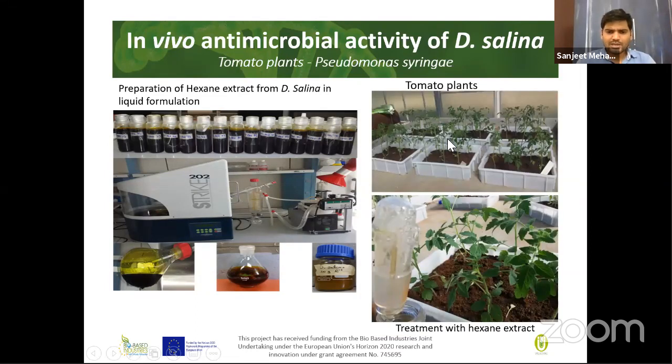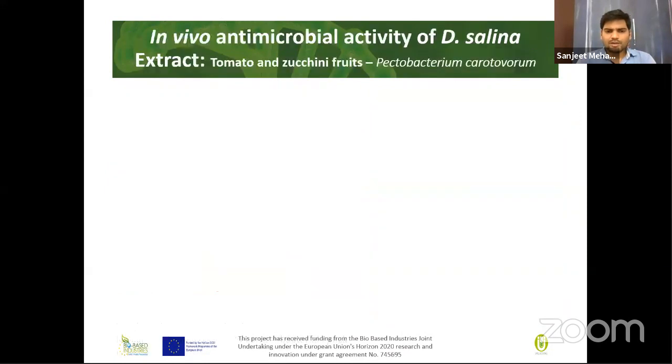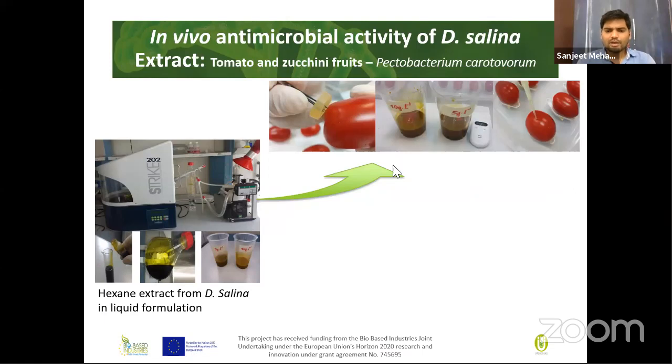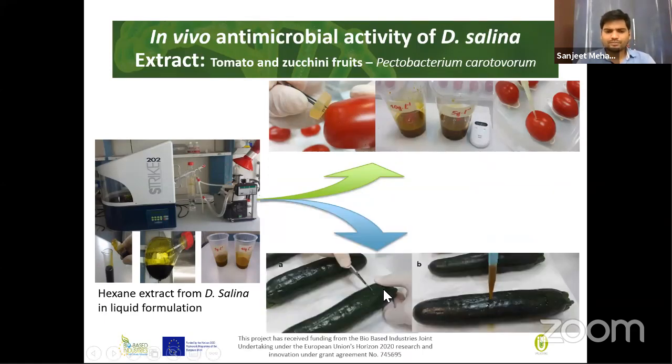So firstly, we tested the potential of the extracts of 6 microalgae biomass. Then we found that the extract of Dunaliella salina has a high potential against plant bacterial disease in in vitro conditions, and then we demonstrated it in in vivo conditions using the tomato plants. Then we also tested the potential of the extract on tomato fruit and also on zucchini fruit.